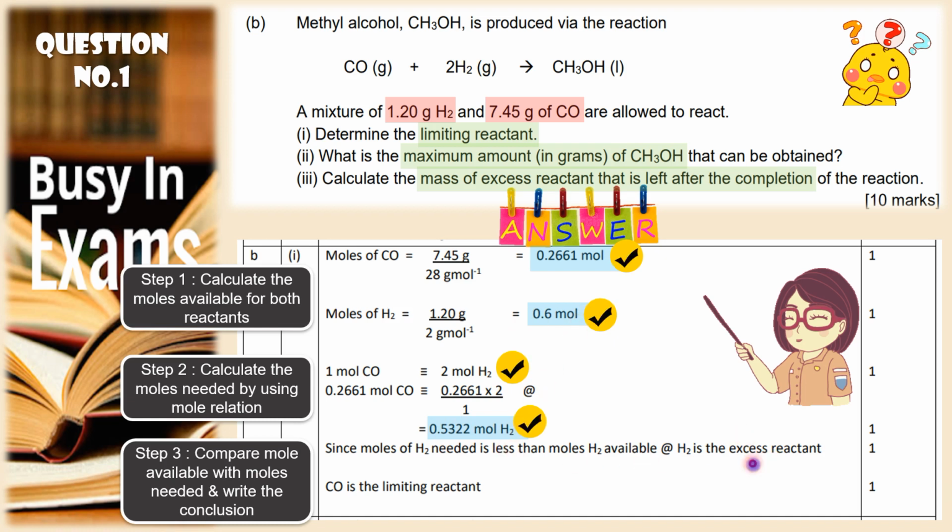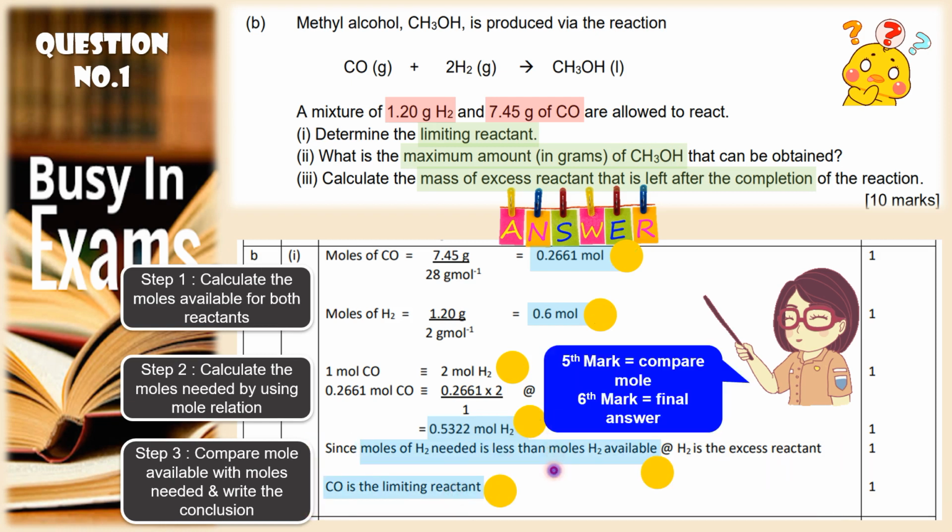So therefore, H2 is the excess reactant, and the other reactant, that is CO, should be the limiting reactant. Another 2 marks here are given to the comparison, and then the final answer.